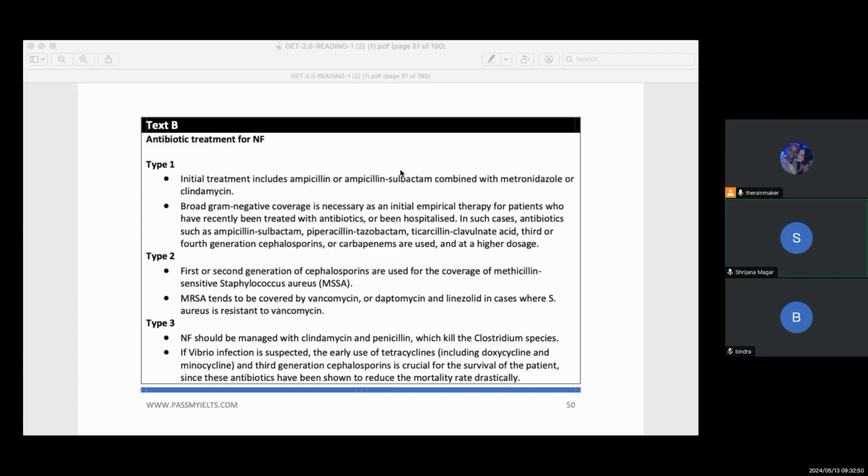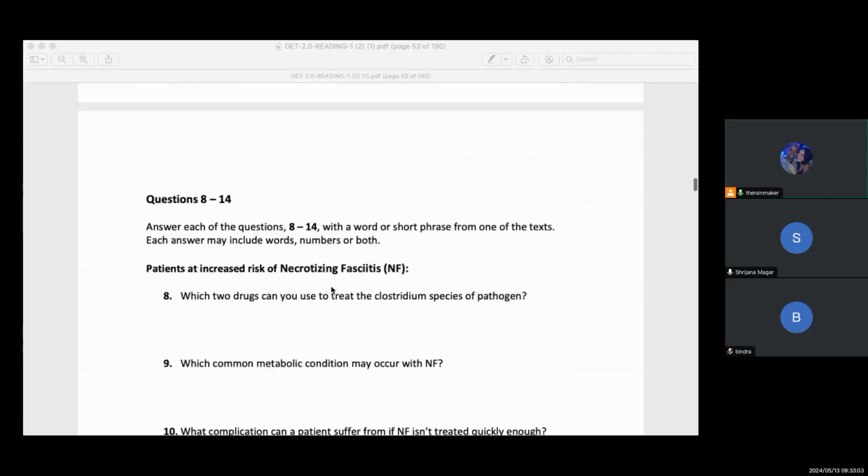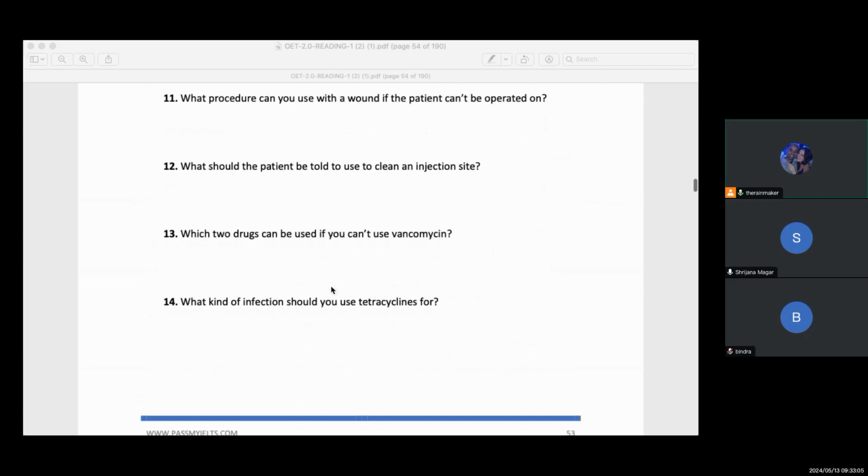Daptomycin and linezolid. Yeah, linezolid. Very slow. It's too slow. If you go at this speed, then in the exam you're going to skip the questions. So search quickly, keep hunting for vancomycin. That's a keyword because they're not going to use a synonym for vancomycin. What would a synonym of vancomycin even be?